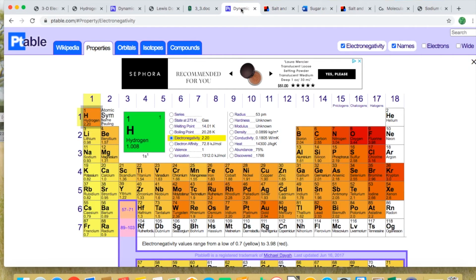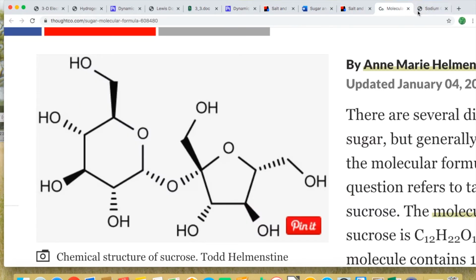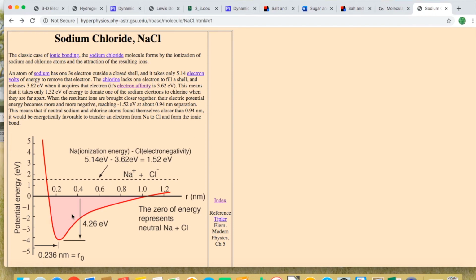But here's one catch. Where is it? Right here. This gives you a little bit more background about sodium chloride. Here's one little catch right here. What we have right there, 0.236 nm, that means 0.236 nanometers. Okay? What that means is that's at the lowest energy point between a sodium ion and a chloride ion.